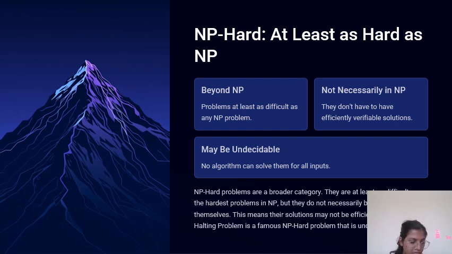However, unlike NP-complete problems, NP-hard problems do not have to be in NP themselves. This means that their solutions might not be verifiable in polynomial time. Some NP-hard problems can be even more difficult, possibly undecidable, where no algorithm can solve them in all cases. Examples are the halting problem, knapsack problems, and scheduling problems.